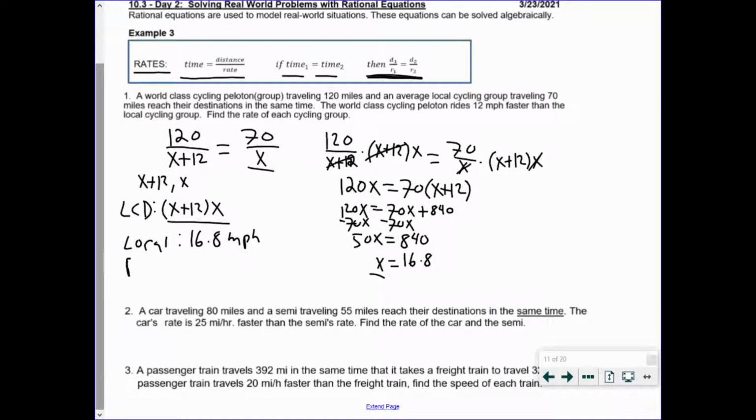And then the peloton group, they're going 12 miles faster. They have a rate 12 more than the local group. So they're going 28.8 miles per hour. And that's our answer. We wanted to find the rate of each cycling group. The local group's rate is 16.8 miles per hour, and the peloton group has a rate of 28.8 miles per hour.